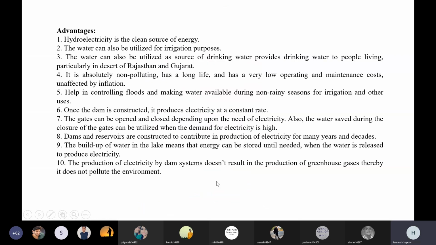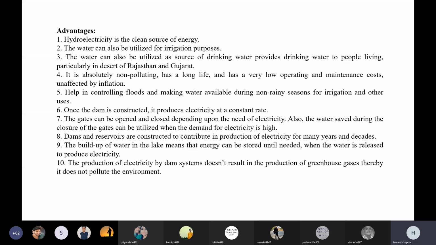Now coming to the advantages, again water is a very clean source of energy. Then if we are setting up water plants, it is again pollution free, it is not generating much greenhouse gases. So it is a good resource of renewable energy.